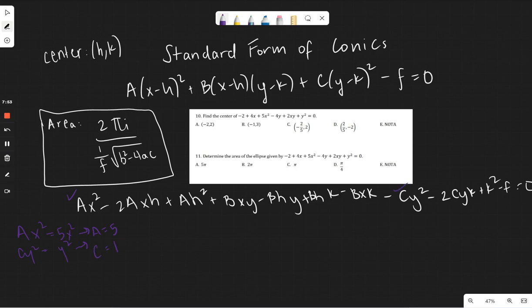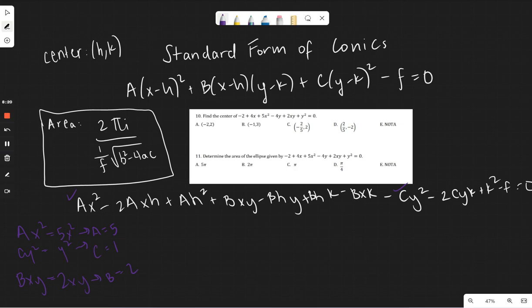And we only have one xy term, which is important, so we have to match that up. Now we know what b is. bxy is going to equal, where's the xy term? Oh, 2xy. So b is equal to 2. Now we have a, b, and c, so all we have to do is solve for h and k, and bam, that's our center.